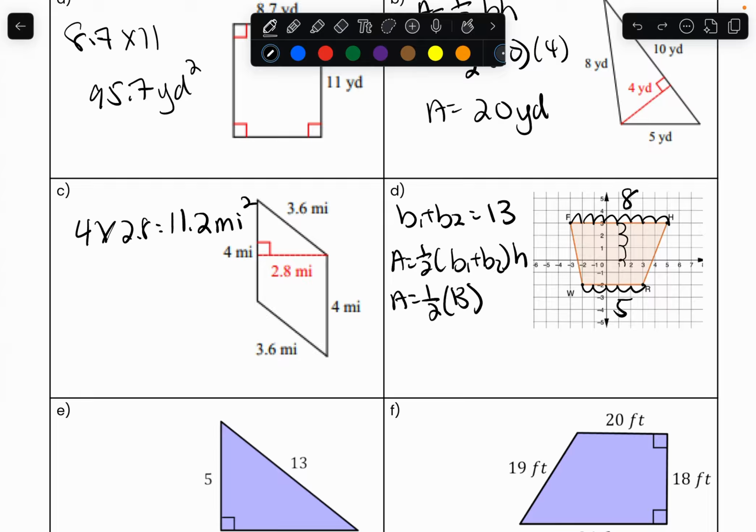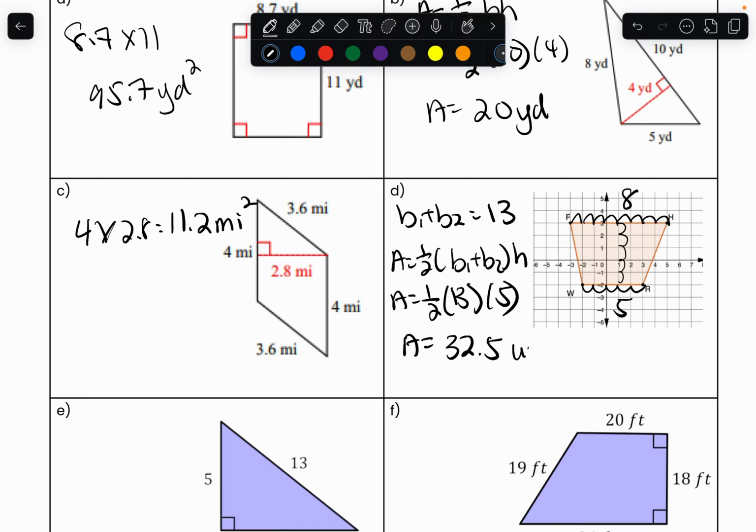And now I just have to put it in the calculator. So I do 5 times 13 divided by 2. My answer right here for my area will be 32.5. And since I'm not given any measurements, I'll just put units as my measurement. And since I'm in 2D, I'll have to put units squared.